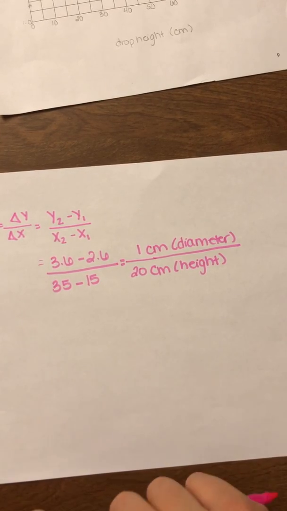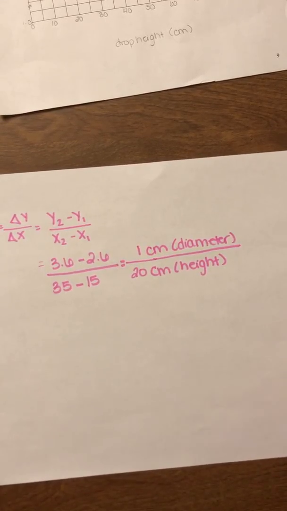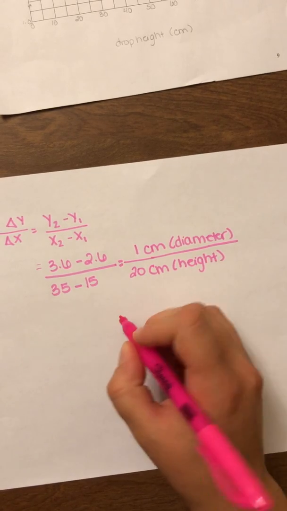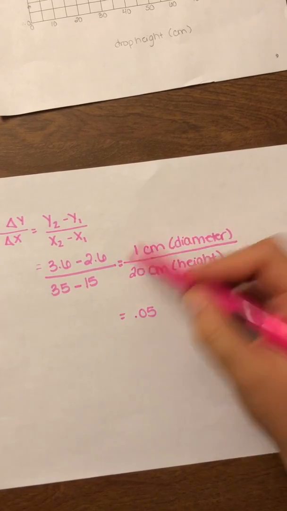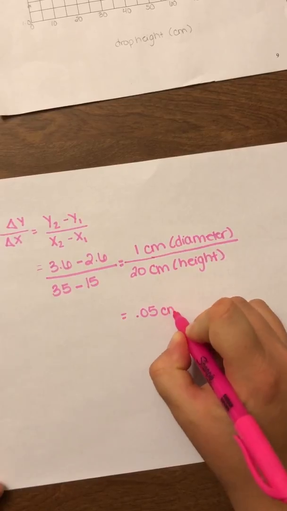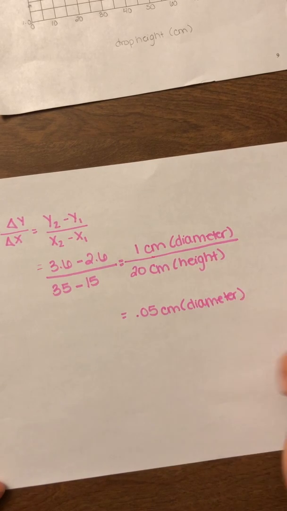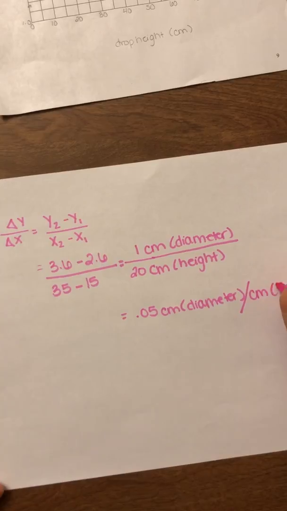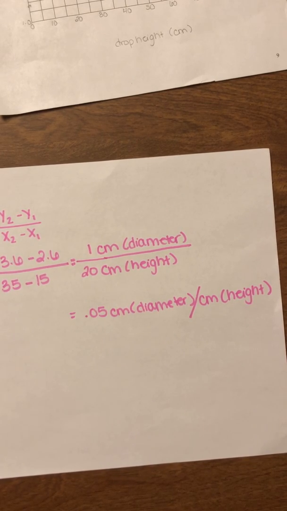Here within science, we want our denominator to be 1. It just makes our explanations easier. So 1 divided by 20 is 0.05. Those units are still there, so we can't forget about them. So centimeter diameter per centimeter height. Because my denominator is 1, I don't have to put that 1 there.